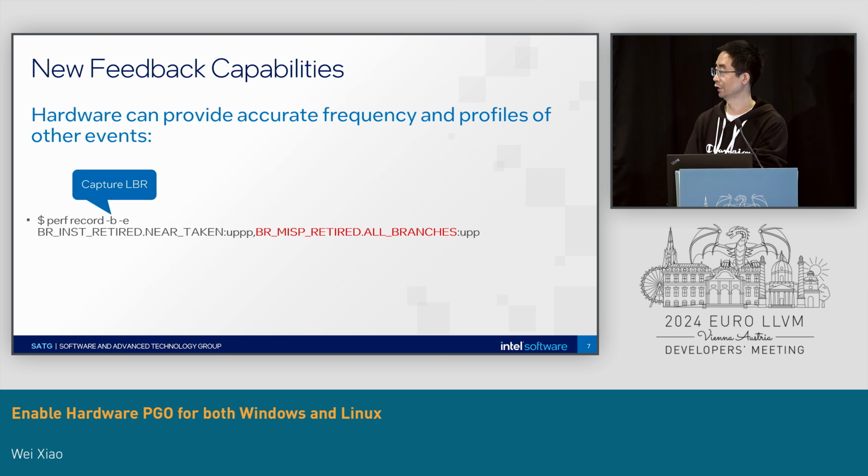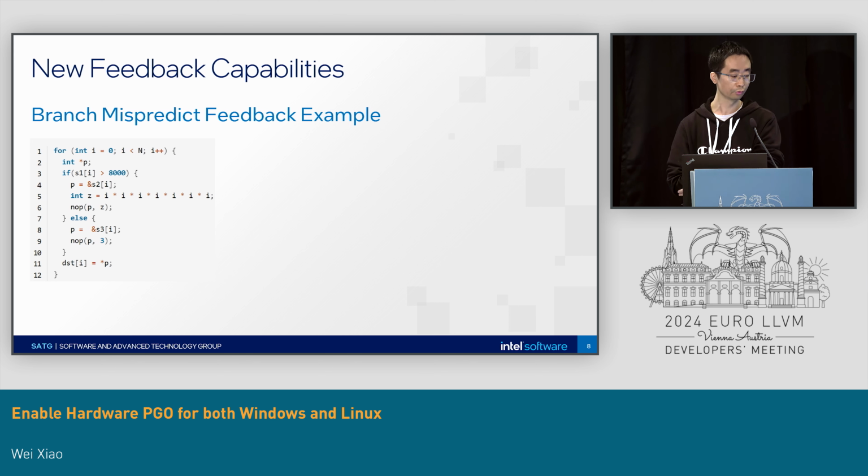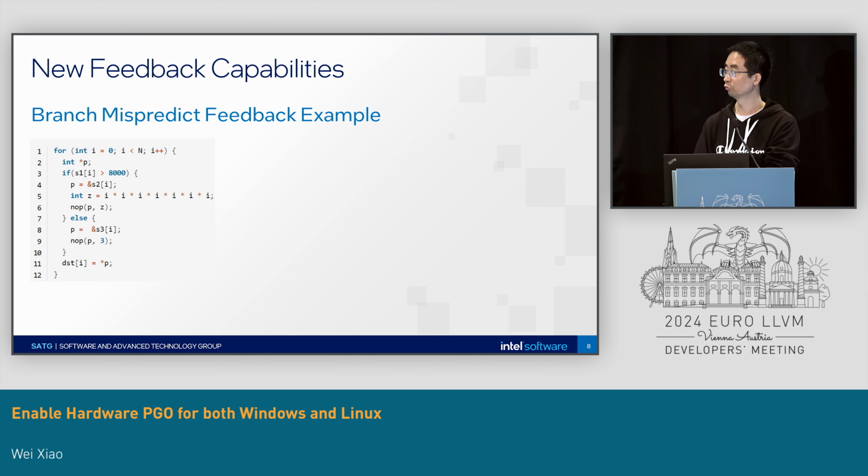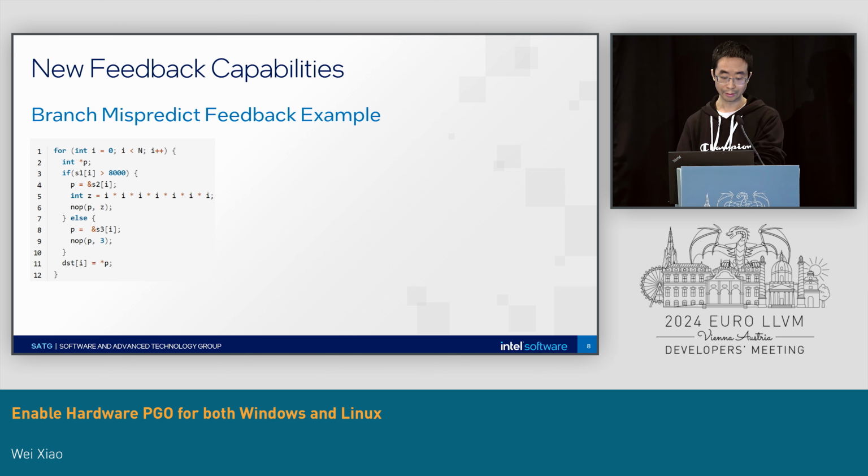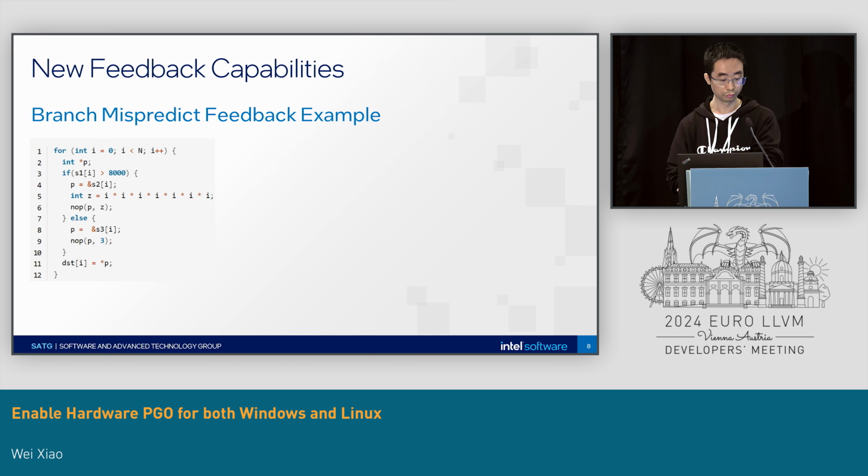With such new feedback capability, a compiler can do more optimizations. Let me show an example from a macro benchmark, and we will do a demo later on. As you can see, there is an if statement in line 3. This if statement is in a loop.